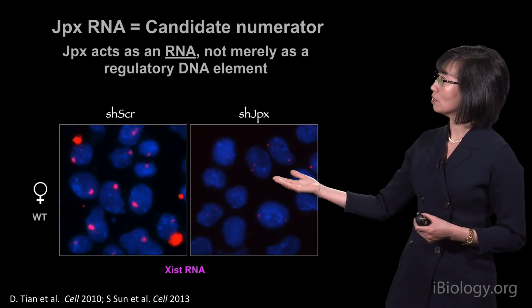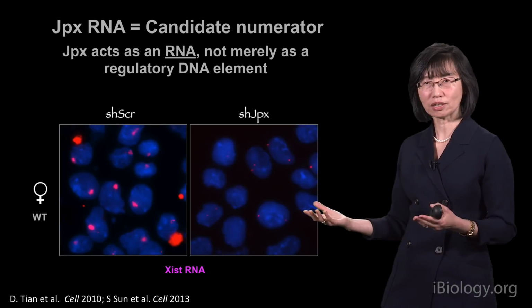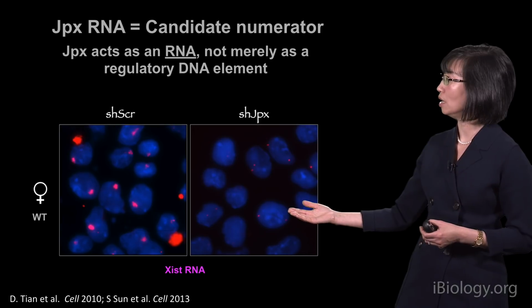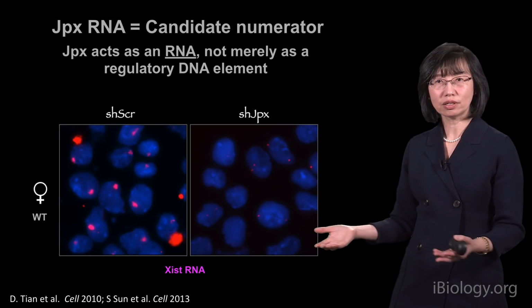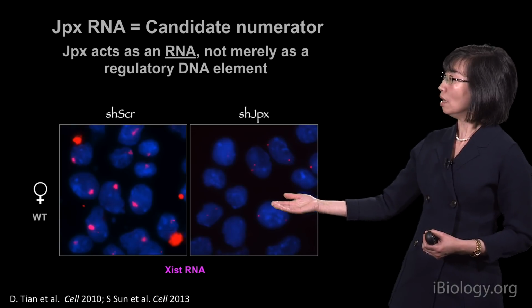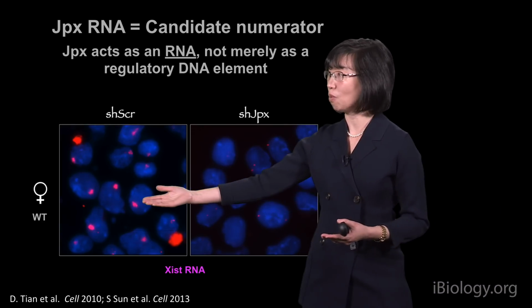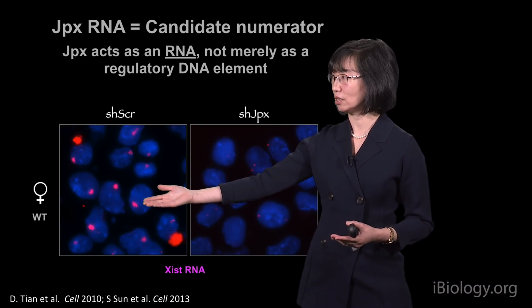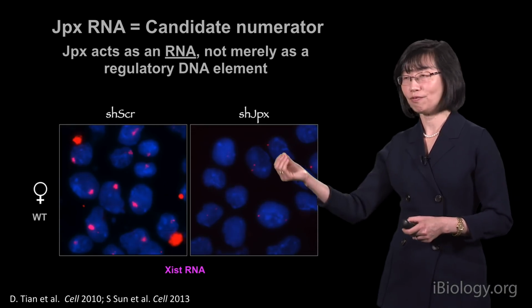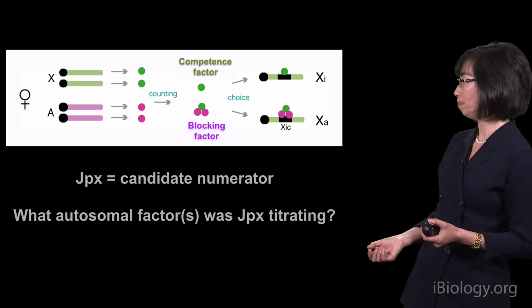And we know that because when we introduce these things called shRNAs, a technology that allows us to degrade the RNA when we introduce the shRNA into cells without actually touching the underlying gene. Okay, so when we introduce these RNA degradation factors, we see that Xist can no longer be upregulated like in the wild-type female cell or the untouched female cell. So this experiment tells us that Jpx is a diffusible element acting as a non-coding RNA.